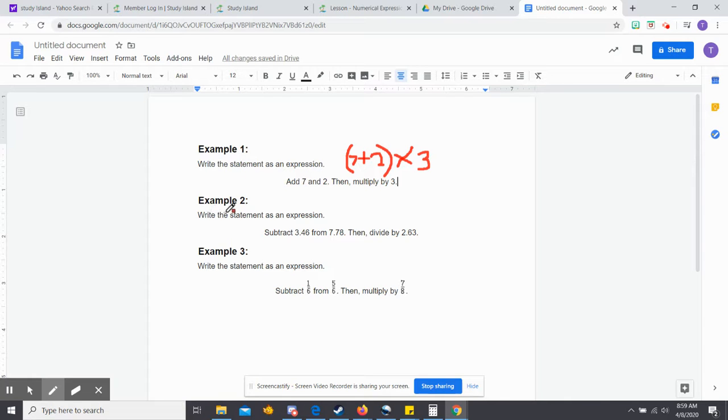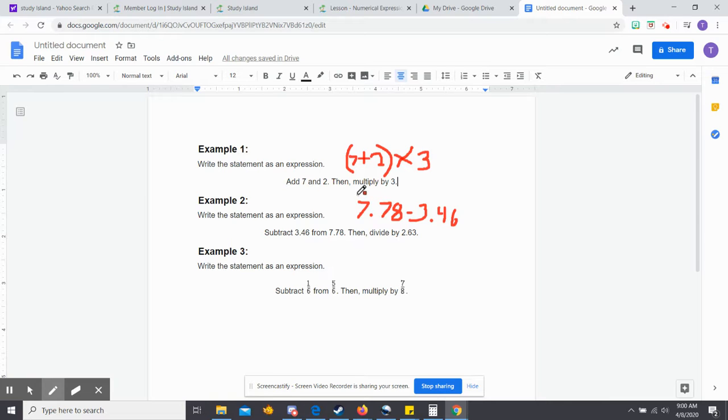Okay, so the next one, write the statement as an expression. Subtract 3 and 46 hundredths from 7 and 78 hundredths. Okay, so the first part is I start with my big number, 7 and 78 hundredths. Sorry for the sloppy writing, I'm doing my best. Subtract 3, that's a messy 3, and 46 hundredths. Okay, so we did that. Awesome. Then divide by 2 and 63 hundredths.